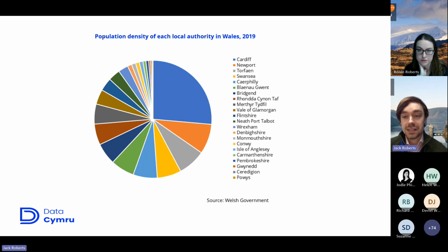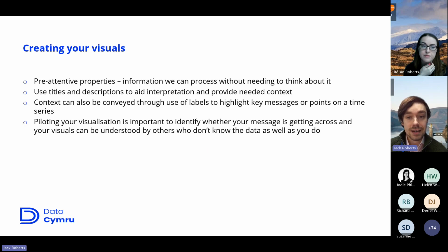So then we thought about the different things that we need to consider before creating our visuals. When we come to actually creating our visuals, there's a few things that we can consider. One is pre-attentive properties.